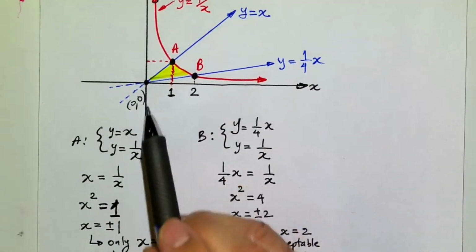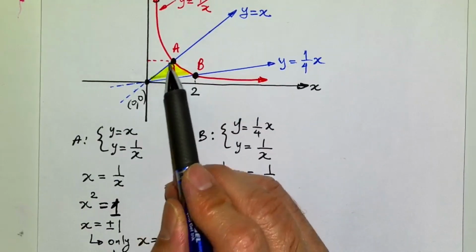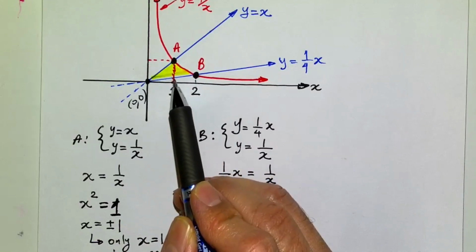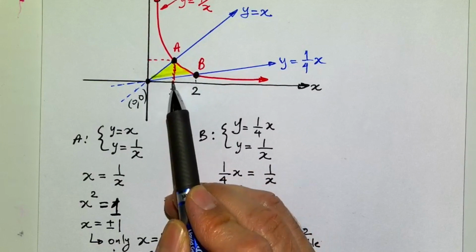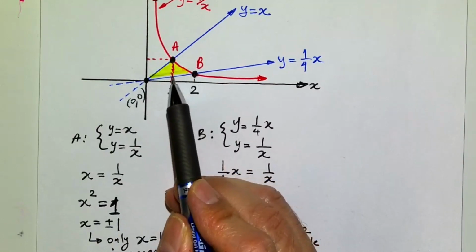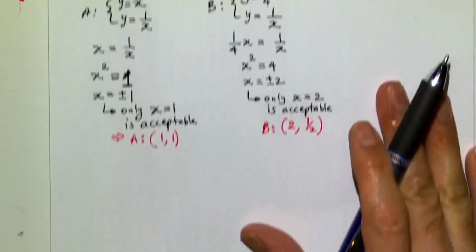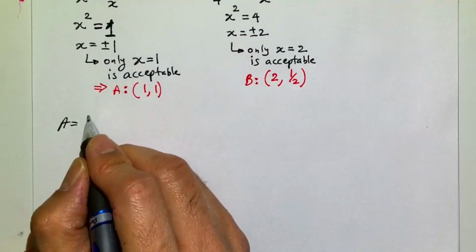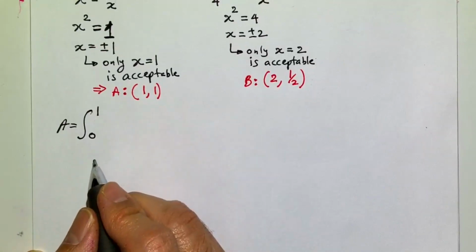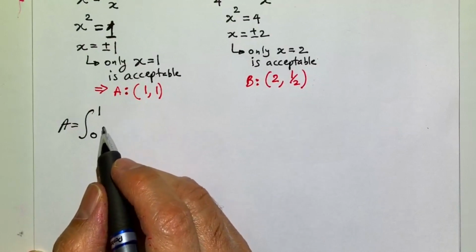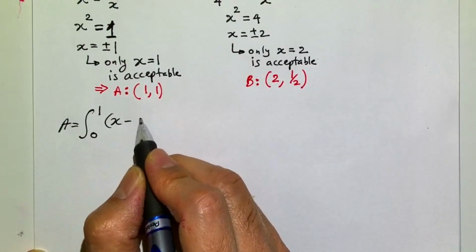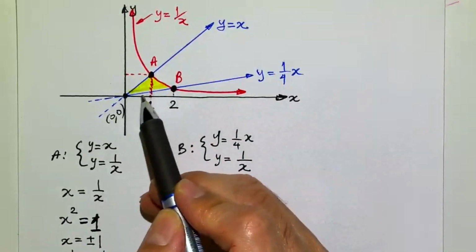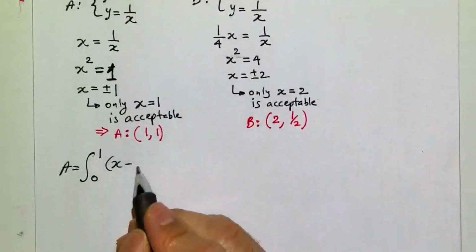So now our integrals will be integral of this top curve and this bottom curve, the difference between this top curve and this bottom curve from 0 to 1, and then integral from 1 to 2 of this top curve and this bottom curve. Okay, so we're going to set it up like that. So we have the area is equal to integral from 0 to 1 of x minus 1 over 4 times x, right? That's the bottom curve.